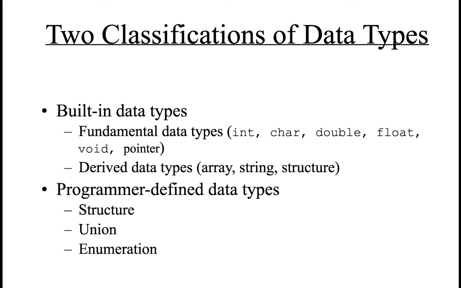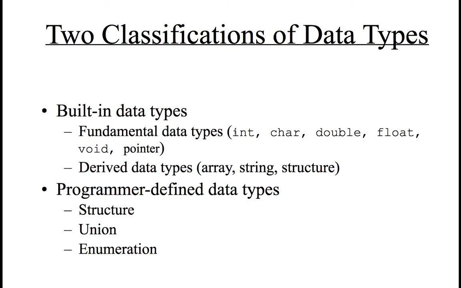It can also be called user-defined data types. Now, what is a built-in data type? Fundamental data types. The basic fundamental data types are int, char, double, float, void, and pointer. The concept of pointer we will learn later. And there are also derived data types: array, string, and structure. Programmer-defined data types: structure, union, and enumeration.